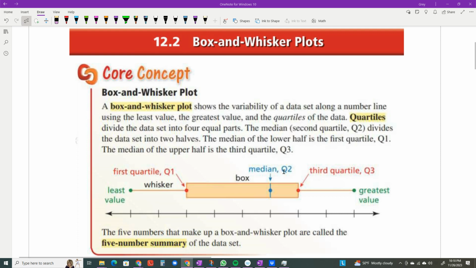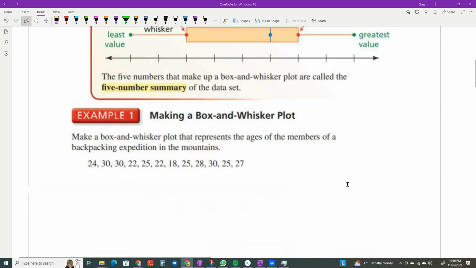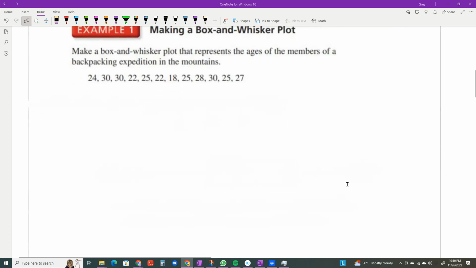Okay? And because it's divided into 4 equal sets of data, the quantity in each part is the same. You have to have 5 different numbers, and so it is often referred to as a 5-number summary, or just a plain box plot. Okay, so how to make one? First off, you have to sort the data.